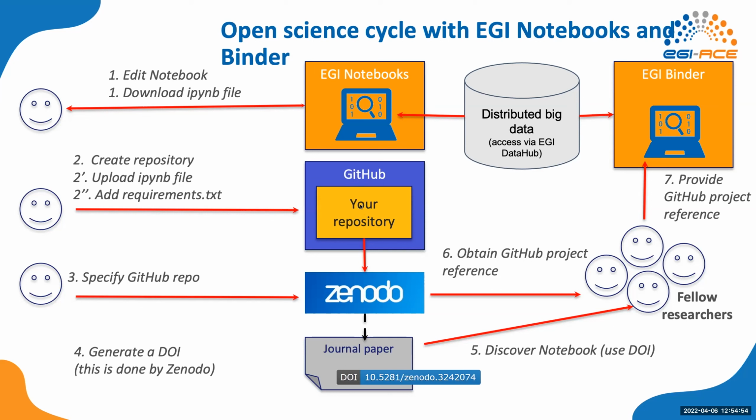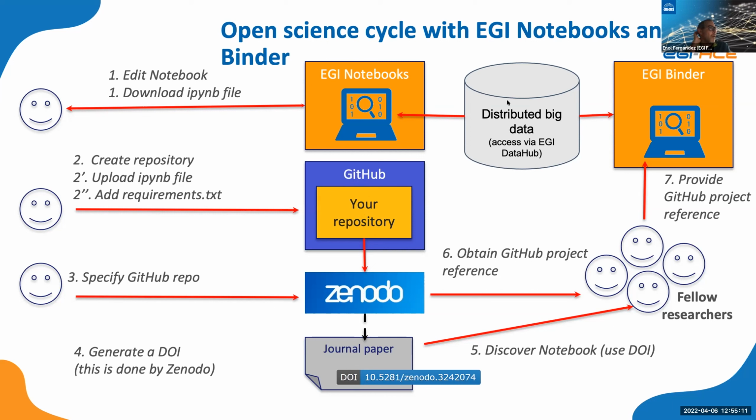Yeah. So with that, it goes to Zenodo, create a DOI. So create an entry, create a DOI. It's in a journal paper. That's discovered by fellow researchers that can go back to Binder, the AGI Binder, and reproduce everything.